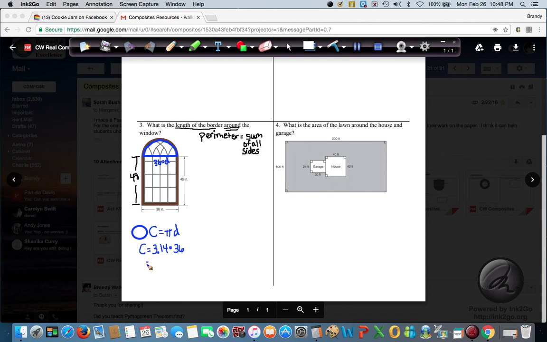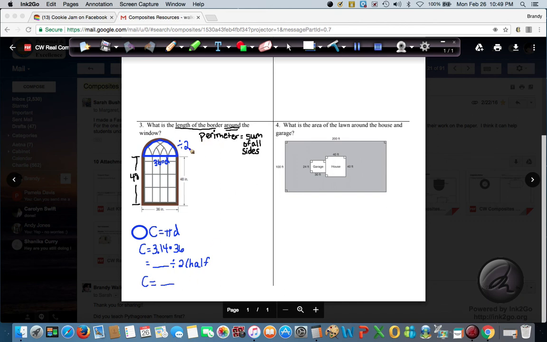Now be very careful because, again, like in number 2, we don't want the entire circle, right? We just want half of it. We just want a half circle. So we're going to have to divide this answer, whatever you get, by 2 because we're talking half. So then that'll give you your circumference.